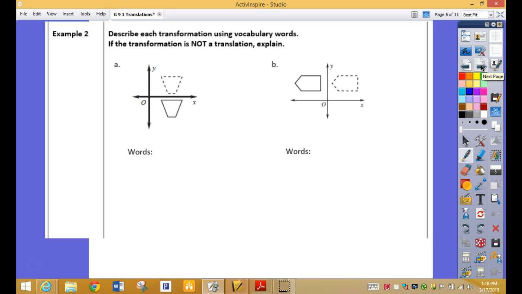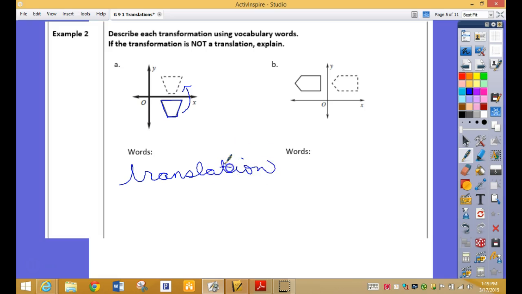Describe each transformation using vocab words. If the transformation is not a translation, explain. How do I know which one of these is my original figure? The solid one. The solid one is my original. And then our new image is the dotted. So what did I have to do is, first of all, is that a translation? Is it a slide? Did we slide it? Yes. So it is a translation.